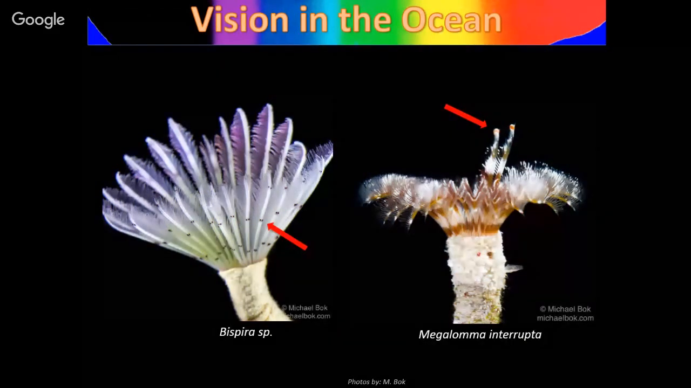In this entire group, the eyes are distributed across their feathers, which serve both for feeding and for breathing. So again, another animal that has eyes distributed across unusual parts of the body. That's really advantageous for this group because if you're sticking your gills and your feeding tentacles up into the water, that's the most vulnerable part to predators. And so you want to have a really good response system to pull back into your tube, which is your only mode of escape.